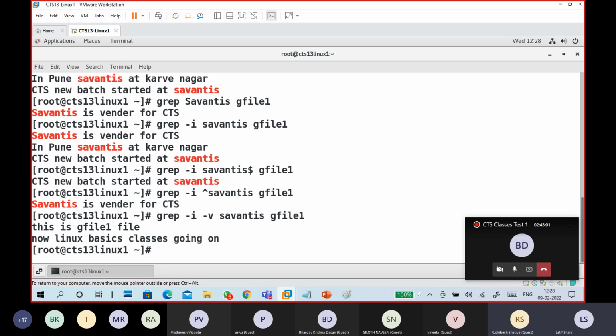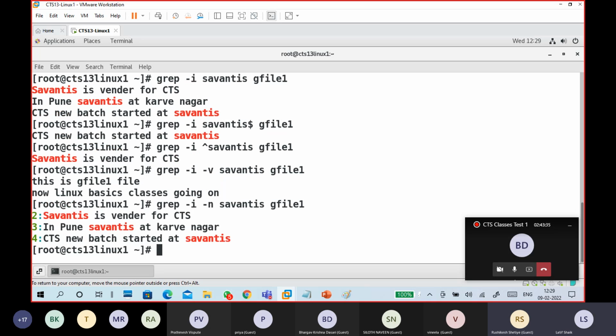So the meaning is: display the line only if the pattern is not there. The keyword is not in the lines, display those lines only, the unmatched lines. Not matching with the keyword, display all the lines where the pattern is not there. Okay, so that is the -v option.